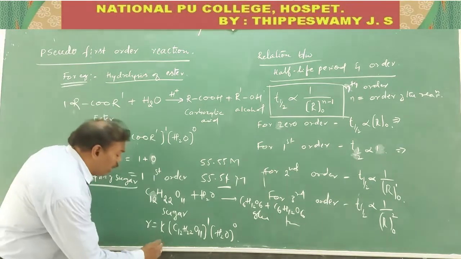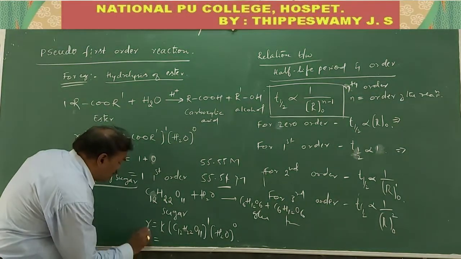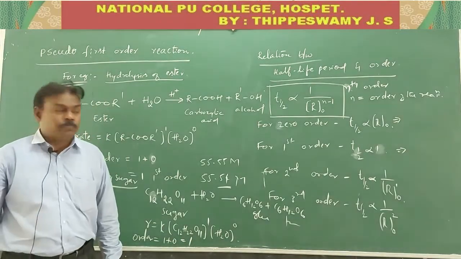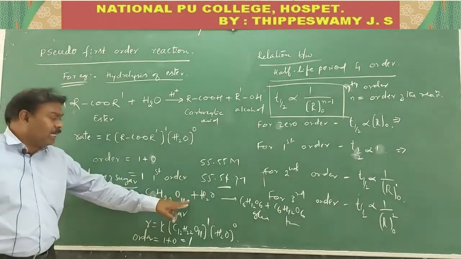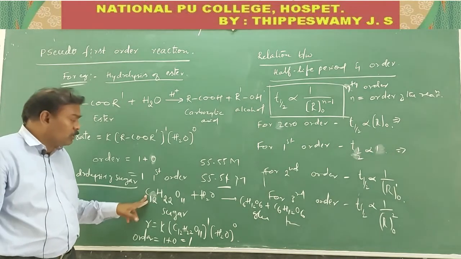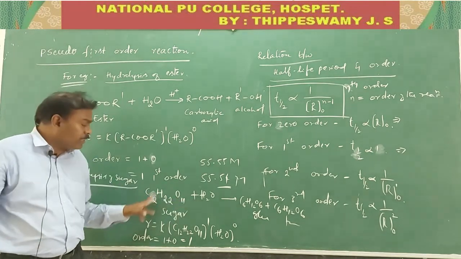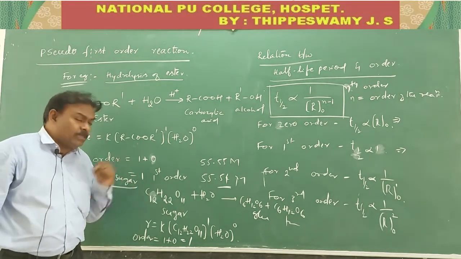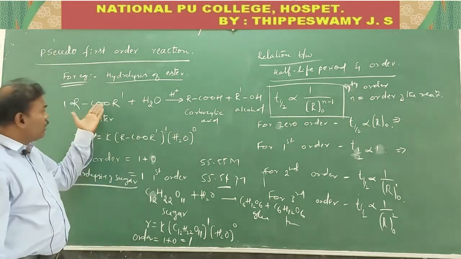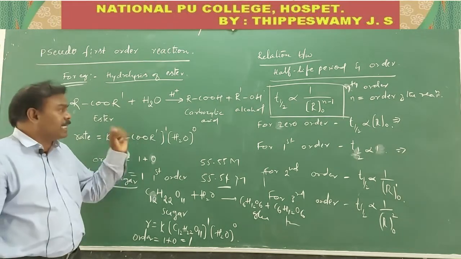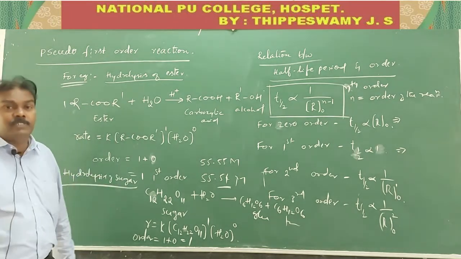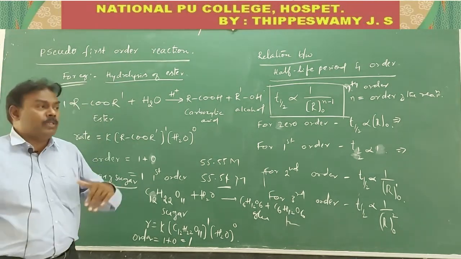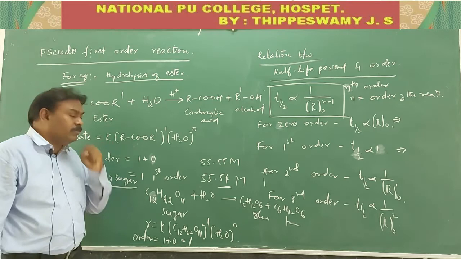What is the overall order of the reaction? 1 plus 0, that will be equal to 1. It is said to be first order. You see, it seems to be second order only: 1 mole of sugar and 1 mole of water react with each other, giving glucose and fructose. According to the reaction, it seems to be second order, but practically it is first order. Hence, they are called pseudo order reactions. Tell me now, what is a pseudo first order reaction?